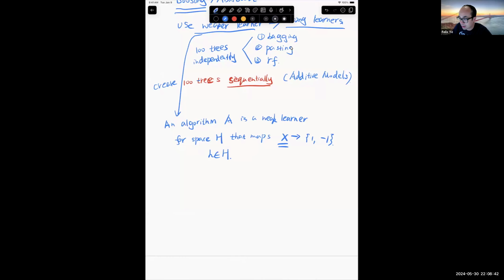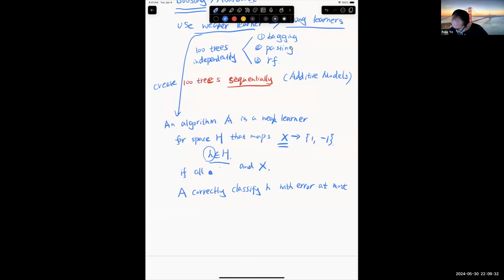our algorithm A can correctly classify my little h with error at most 1/2 minus gamma.